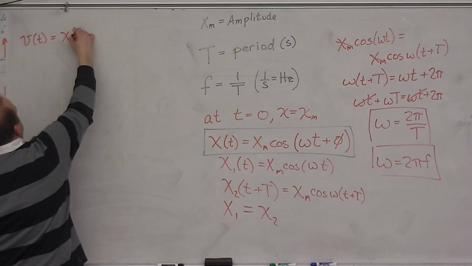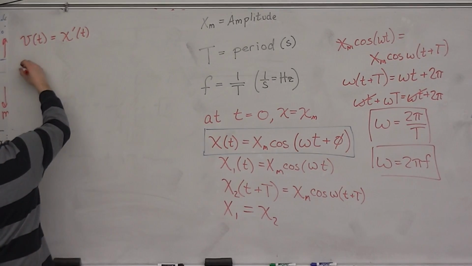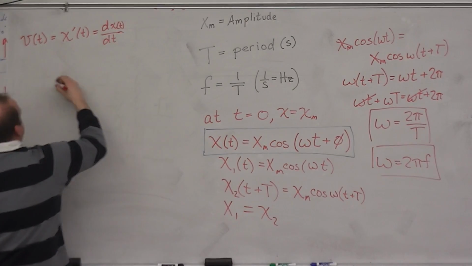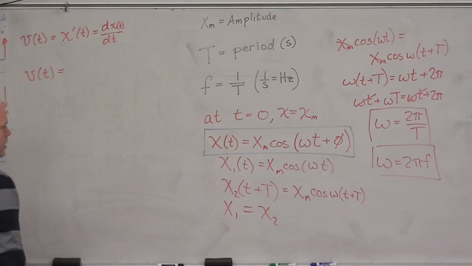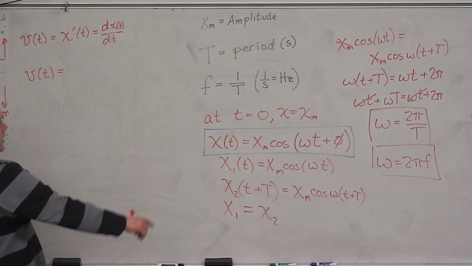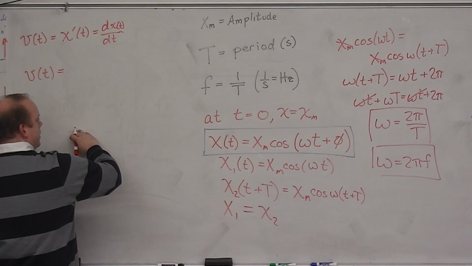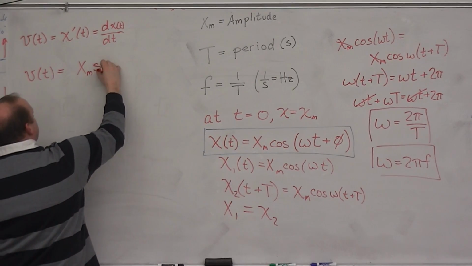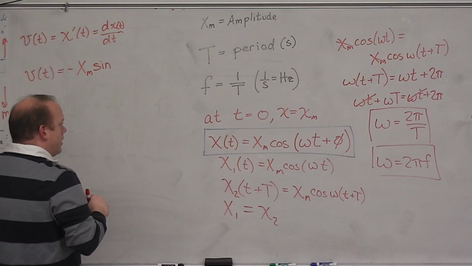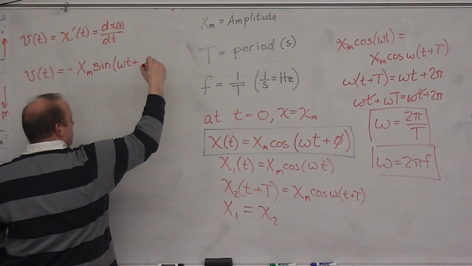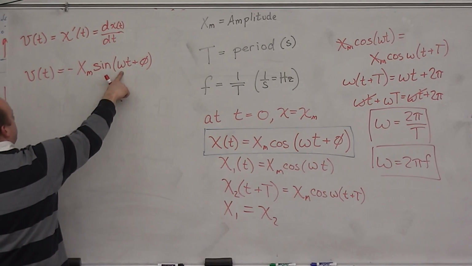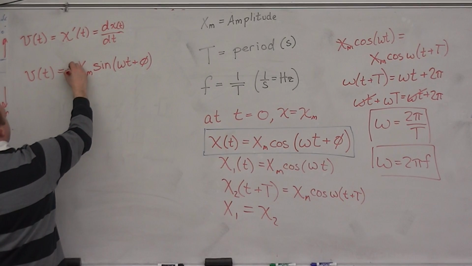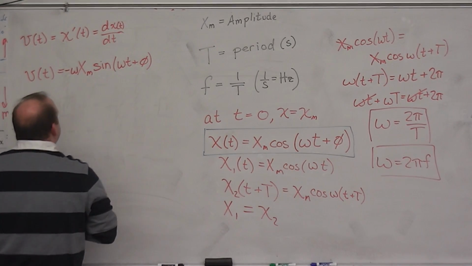v of t is going to equal the derivative of x of t, however you want to write it. So now v of t is equal to, you have to take the derivative. This is going to be x max, so you still have x_m. The derivative of cosine is negative sine of omega t plus phi, times the derivative of what's inside. The derivative of this with respect to time, this is a constant. So I've got negative omega x_m sine of omega t plus phi.